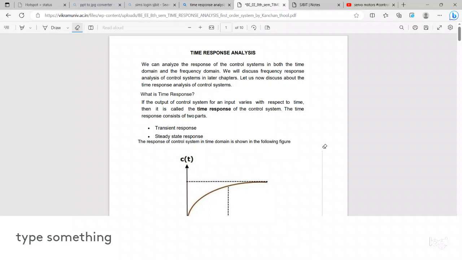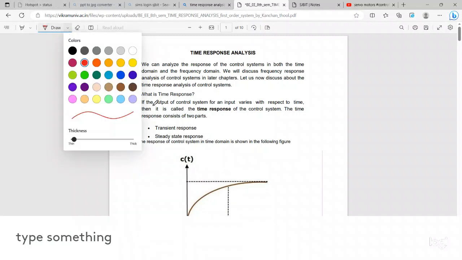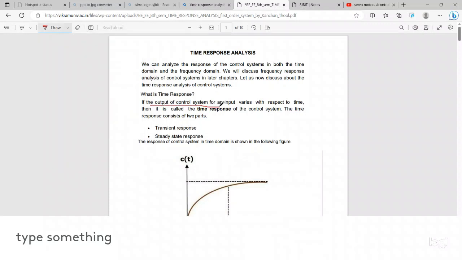As you all know, the time response is nothing but how the system behaves: whatever input it takes, it gives some output, and the process happens in between input and output. All the reference we take is the time domain, which we call the time response. If the output of a control system for an input varies with respect to time, then it is called the time response of a control system.